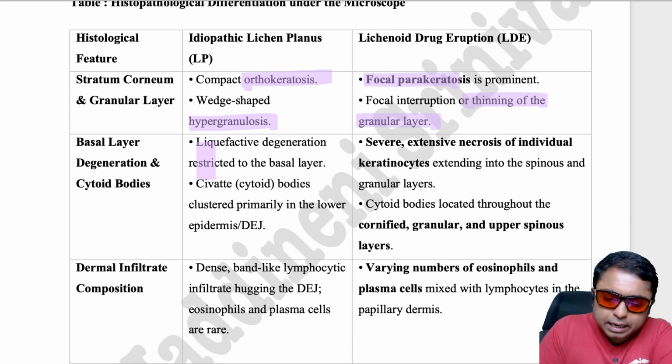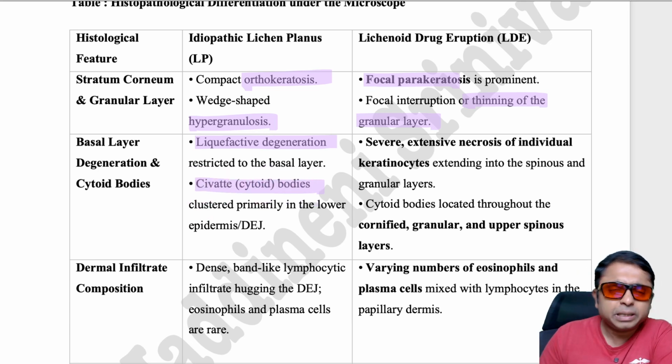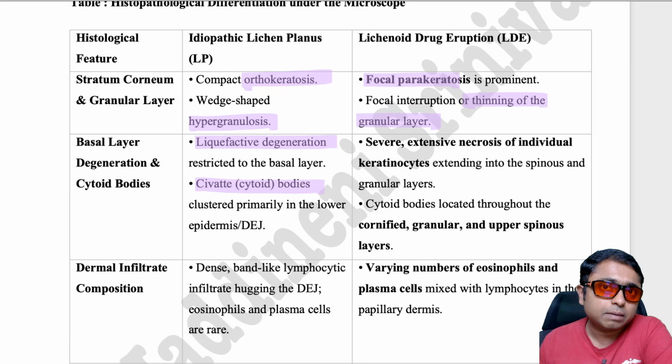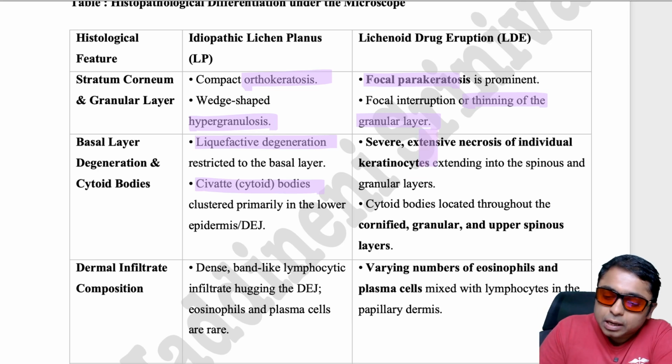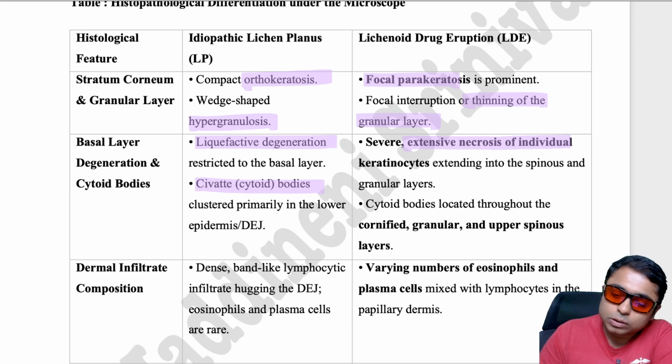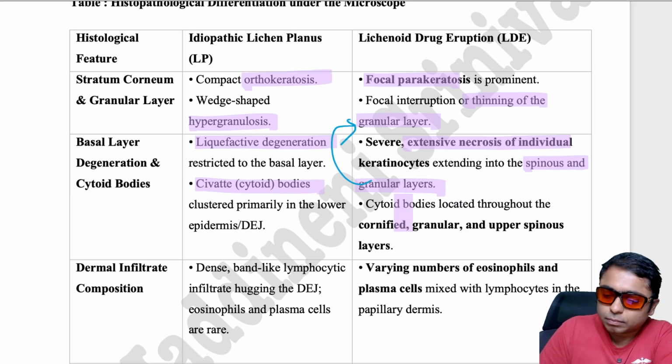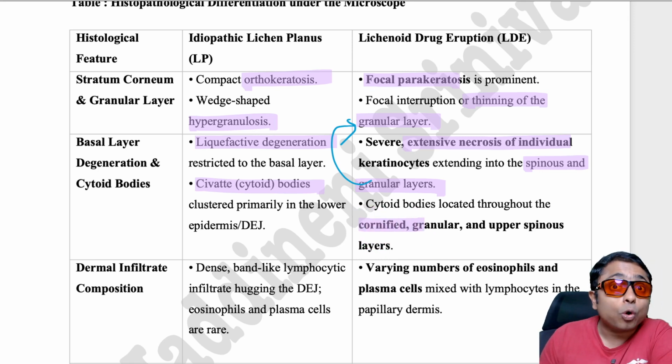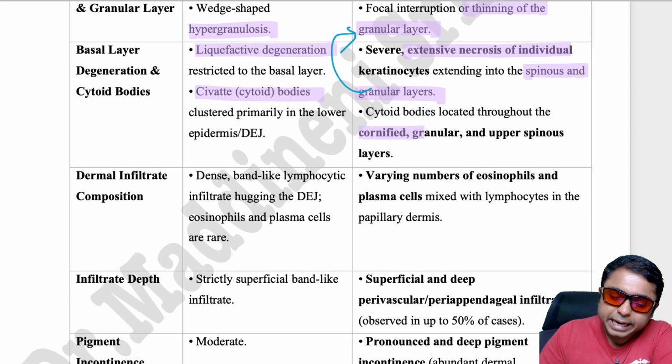So, basal cell liquefactive degeneration and also civatte bodies are seen in the classic lichen planus. They are going to be seen even in the drug-induced lichen planus, but here the destruction, the damage, is going to be very severe. So, extensive necrosis of the individual keratinocytes can be seen extending up to the spinous and granular layers. That is the reason why there could be this thinning of the granular layer. The cytoid bodies usually are seen in the lower epidermis in the classic lichen planus, but here we can also see them at the stratum corneum level also. So, that extensive the damage could be in the drug-induced lichen planus.